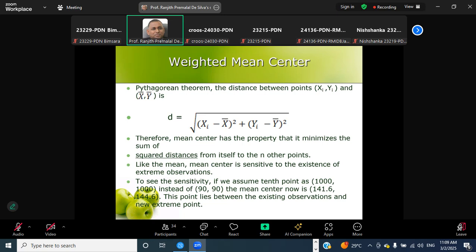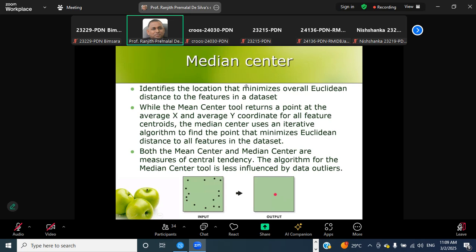Okay, moving to the next one. These are very basic things. We can move quickly. Median center. What is median center? It identifies the location that minimizes overall Euclidean distance to the features in the data set. What does that mean? A location which minimizes overall Euclidean distance to the features in the data set.